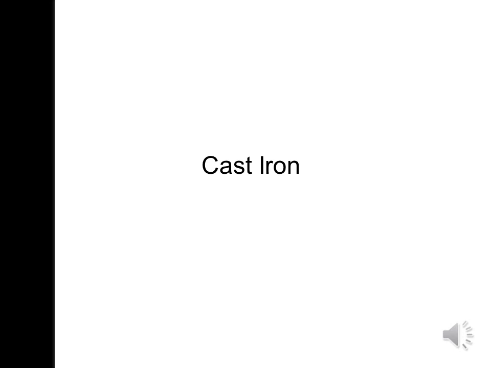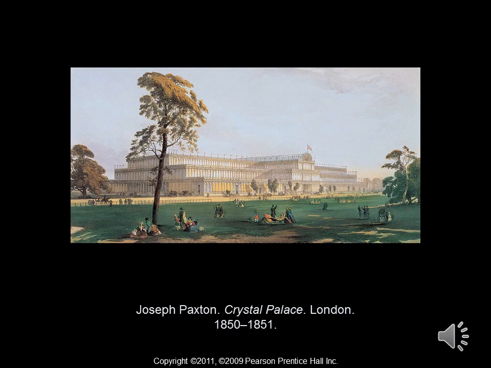The Crystal Palace from Joseph Paxton, that was in London for the Great Exhibition of the Works of Industry of All Nations, existed only from 1850 to 1851. It was meant to be temporary and to show the potential of iron.